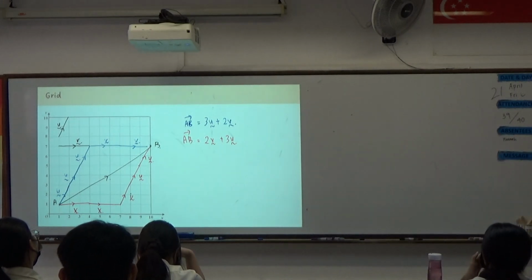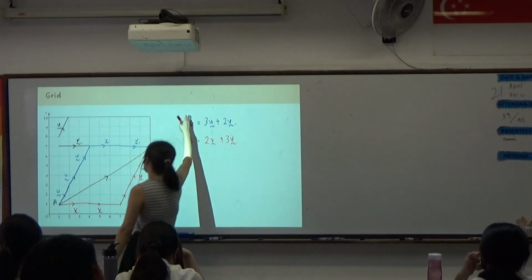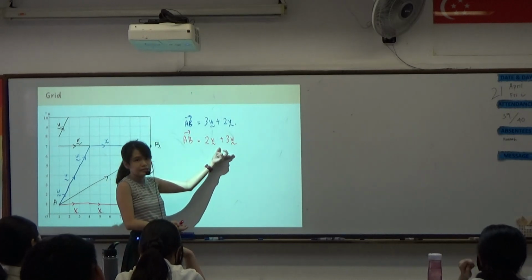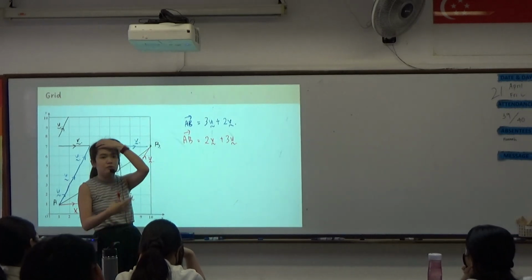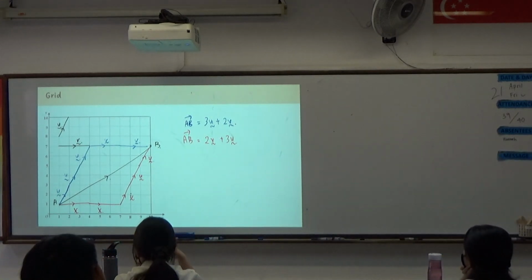Essentially, what section 5.5 is trying to say is that for any vector AB, you can express it as a combination of 2 other vectors, and this combination itself is unique. That's all that section 5.5 is trying to say. Alright, and that's my short summary.